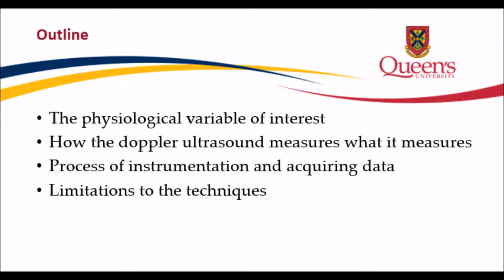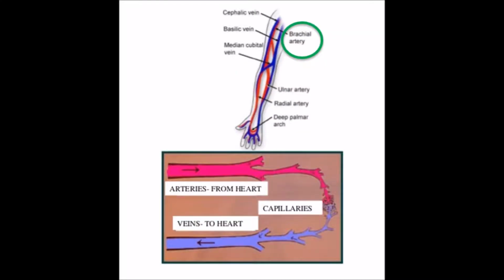The following video will outline the physiological variable of interest, outline how the Doppler ultrasound measures this variable, how the ultrasound is set up, and the limitations of the equipment. Many of the studies within the Human Vascular Control Laboratory are interested in changes of forearm blood flow in relation to different protocols or stimuli.